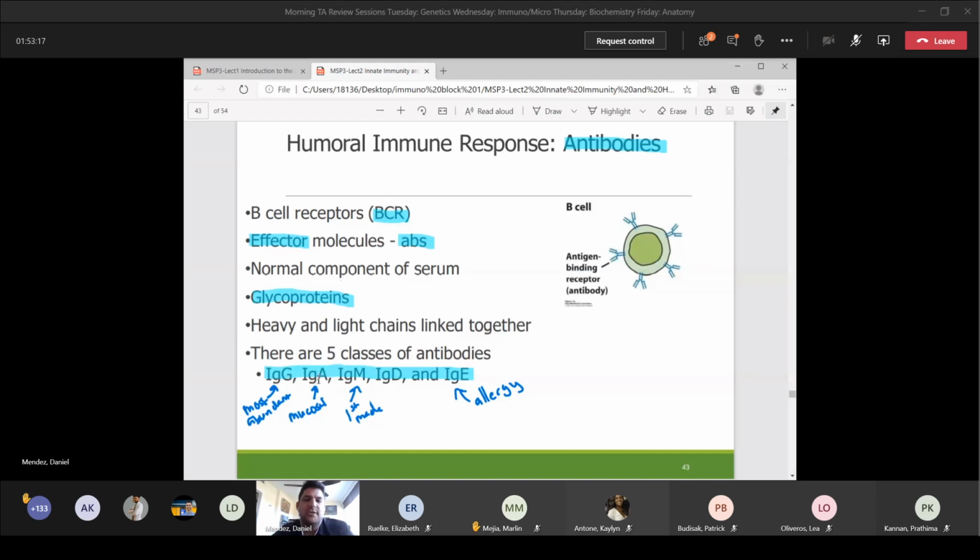IgA is mucosal, so that you find in your nose, your mouth, in breast milk. IgM is the first one made. Whenever we're making antibodies, we make IgM first, and then we go through a process called class switching, which we're going to go through later, where we go from IgM into an IgG or an IgA. IgE is allergies. IgD doesn't do much because it's not free roaming. It's always bound onto a cell. These other ones are free roaming throughout the body. They don't have to be bound to a B cell. But IgE is your allergy one.